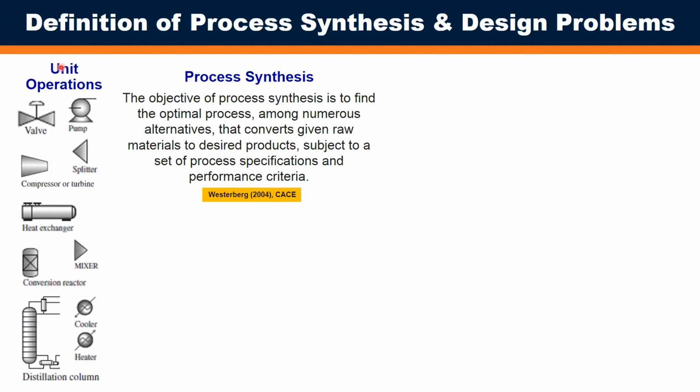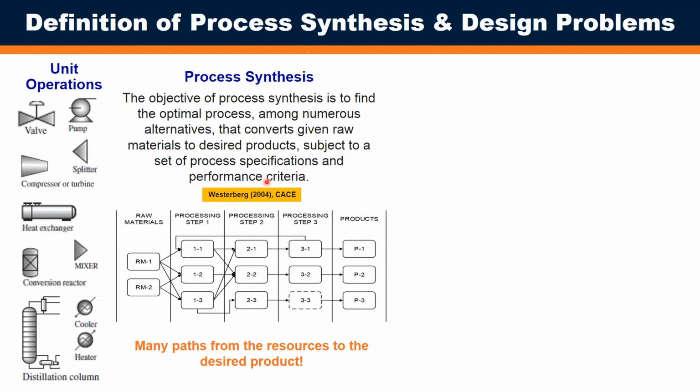So if we start by just setting some definitions. In chemical engineering and design, we base everything on unit operations. Process synthesis, the way Professor Westerberg defined it, is really to find the optimal process from all the different alternatives that can convert a set of raw materials to a set of desired products, subject to whatever our process specifications and performance criteria are. And what that means is it's really the exercise of combining and sequencing and ordering the different unit operations to satisfy our objectives.